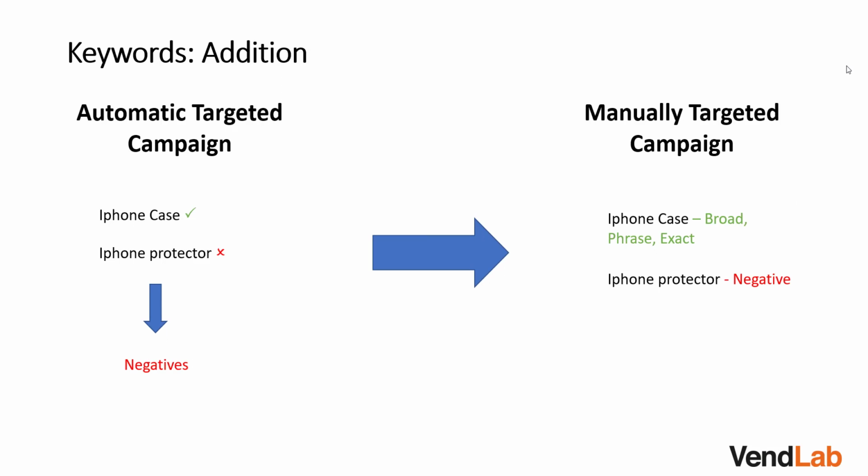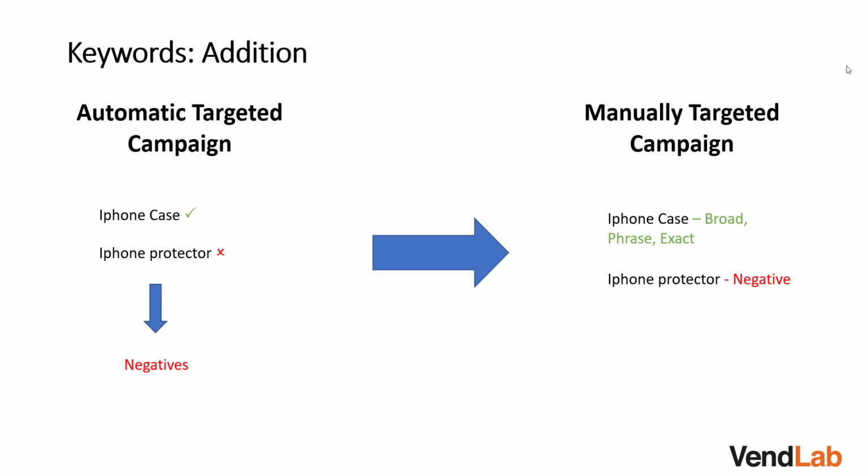For example, if you're running an automatic targeted campaign and a manually targeted campaign for the same products, you might find that the keyword iPhone case performs well on the automatic targeted campaign, but not the keyword iPhone protector. In which case, you would add iPhone case as a broad phrase and exact match on your manually targeted campaign. iPhone protector is a negative because you do not want to appear for that keyword. And both will be added as negatives on the automatic targeted campaign, so you no longer get traffic for those keywords on the automatically targeted campaign.